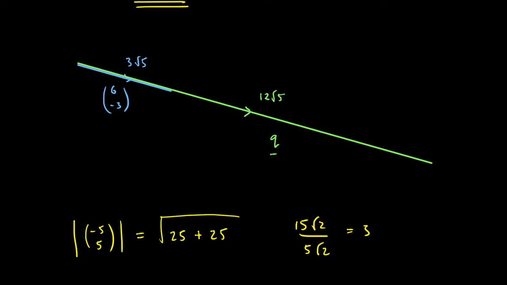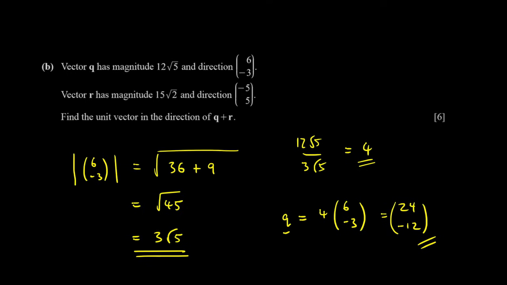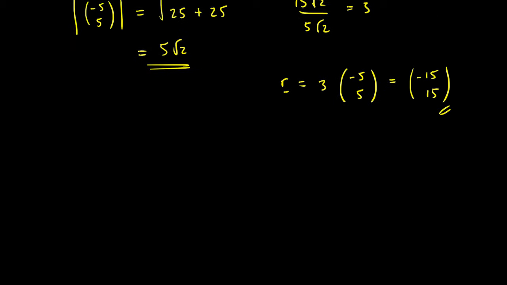Okay, now we haven't stopped there because we want to find the unit vector that's in the direction of q plus r. Well, firstly, what is a unit vector? It's a vector of size 1. So first of all, we want to find the vector q plus r. We want to find its magnitude, and then we want to scale it so it's got a magnitude of 1. So first thing we've got to do is find q plus r.